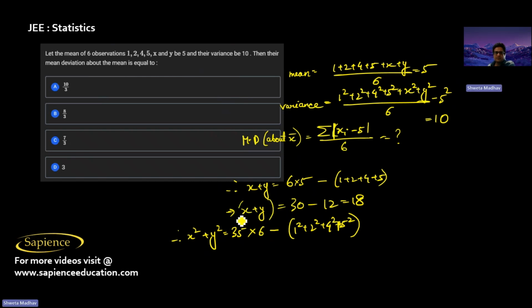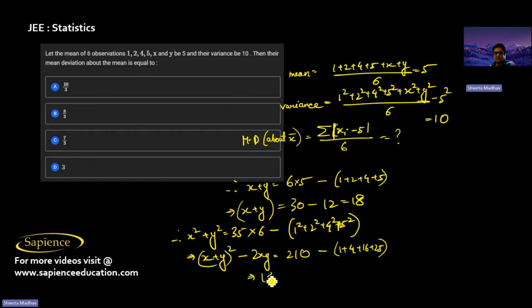x plus y is 18. Now, (x plus y) whole square. So x square plus y square is (x plus y) whole square minus 2xy. That is equal to 35 into 6, that is 70 into 3, that is 210. So minus this: 1 plus 4 plus 16 plus 25.